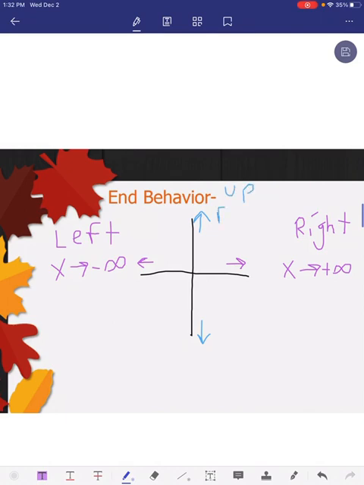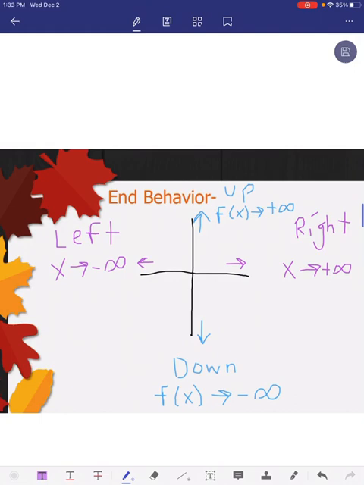If it's pointing up, we're going to say that f of x is going towards positive infinity. And if it's going down, we're going to say f of x is going towards negative infinity. So basically, you're going to pick the two that are true.